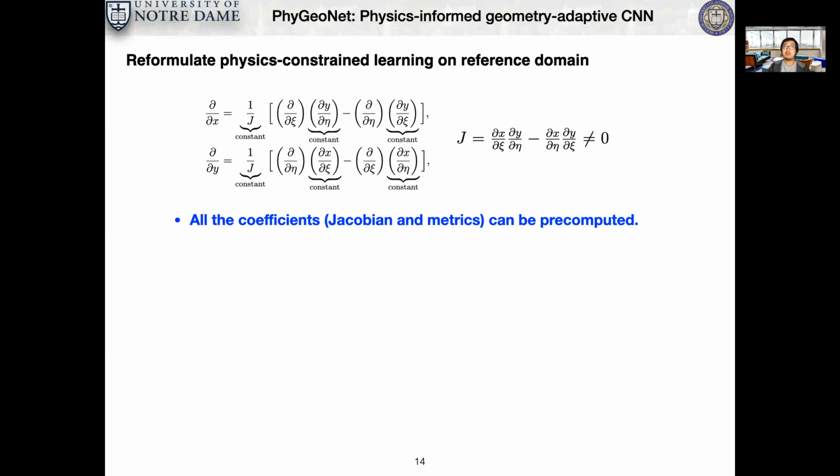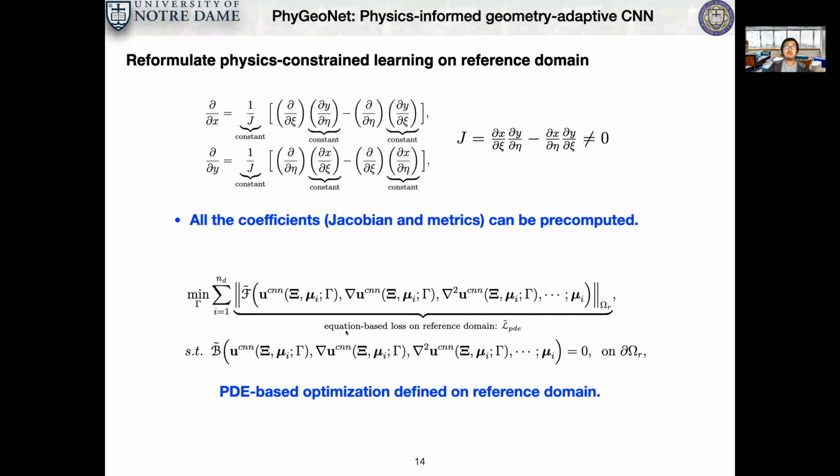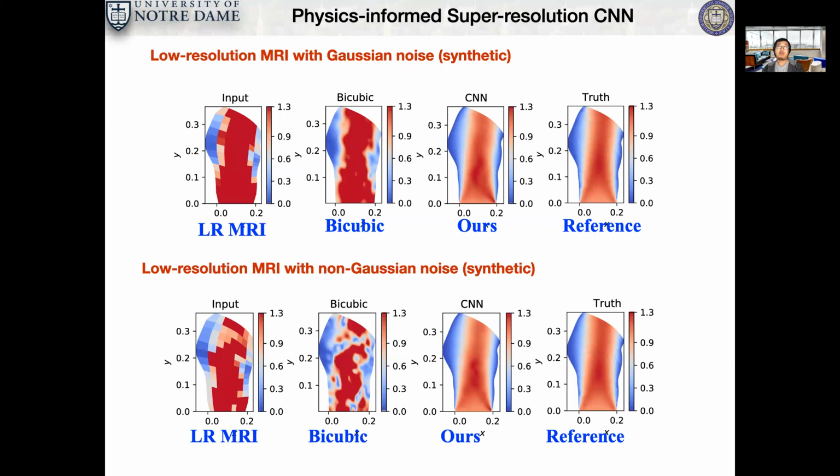To obtain the second or even higher derivatives, we can use finite-difference-based CNN filters and apply them multiple times, instead of using the chain rule, which would overcomplicate the implementation. So now the PDE-driven optimization is reformulated on the reference domain. You can actually perform the physics-constrained learning using classic CNNs on the reference domain. It doesn't matter that the physical domain is irregular, because the reference domain is a rectangle and it has a uniform grid.